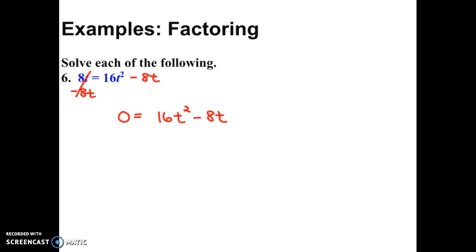Okay, so what I'm going to do is factor out the greatest common factor of 16t squared and 8t, and that should be 8t. So I'm going to take out an 8t. And when I do that, I'm going to write what I have left. When I take an 8t out, from the first term I'm going to have a 2t left, and then from the second term, I'm going to have a 1. So that's what it would factor out to.